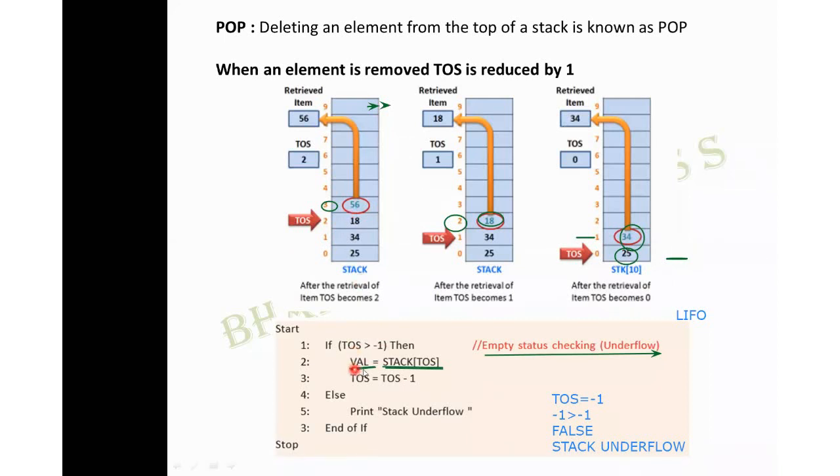So what happens next? It will go to retrieve the value from the stack. How are you retrieving? The value from stack of TOS is taken and assigned to the variable known as value. Next what you will do? You will reduce the top of stack value by 1. So at that time, what happens? Top of stack is 3 minus 1. It will come over here.